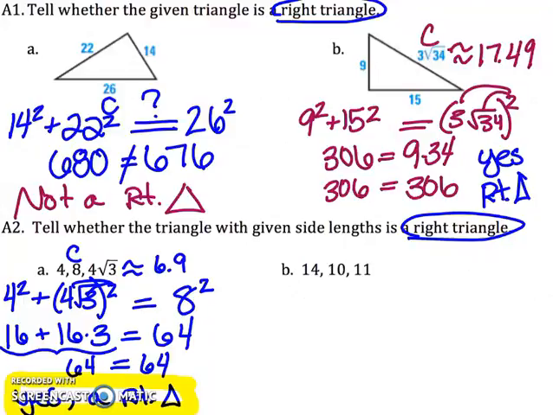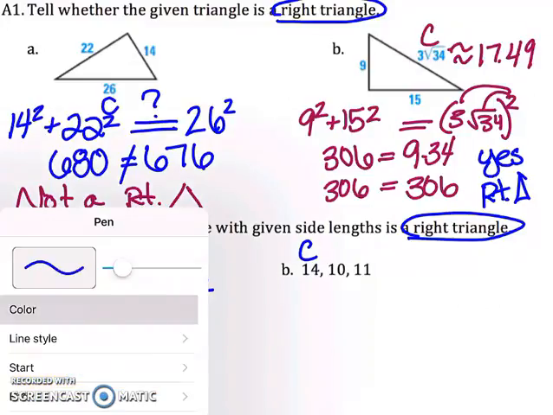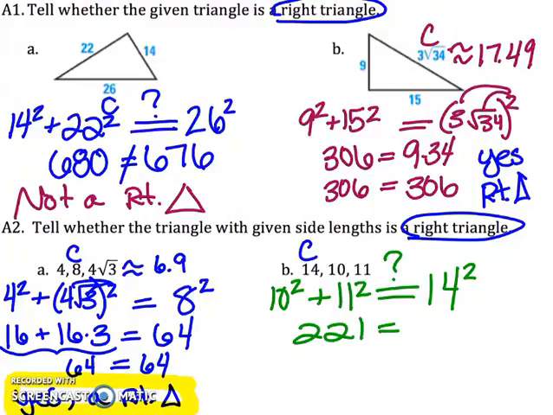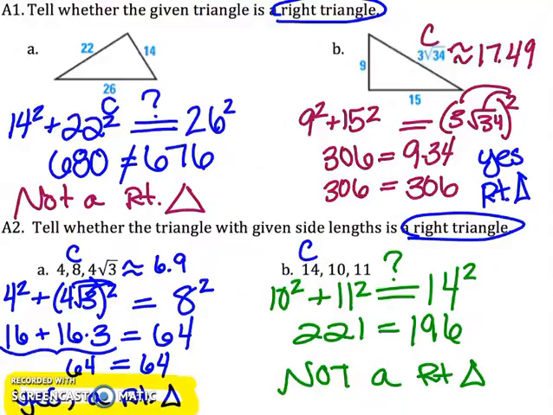Now for part B, the longest length here is 14, so that would be my hypotenuse if this is a right triangle. So setting up my equation, I'm going to take my shorter sides, 10 squared plus 11 squared, and see if that equals 14 squared. Well, 10 squared plus 11 squared is 221. 14 squared is 196. So in this particular example, the answer is it's not a right triangle because it does not satisfy the Pythagorean theorem.